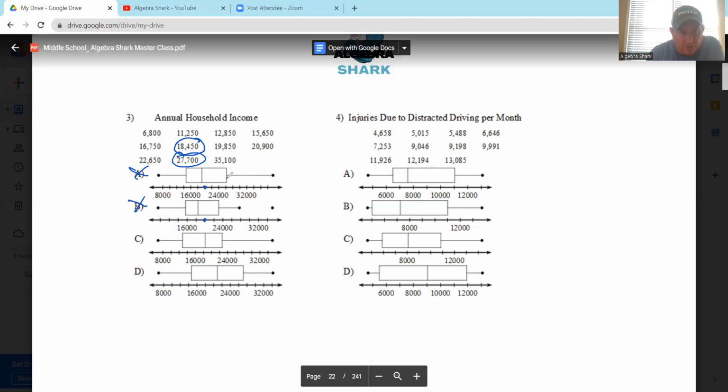27,700 for your upper quartile. That's not going to work for A or B for sure. It's not going to work for C either, is it? So it's got to be D. Let's look here. Here's 1,600. Here's 1,800. I'm sorry, 18,000. So yeah, the median is to the right of 18,000. And you got an upper quartile, which would be at around 27,000. Yeah. So D.